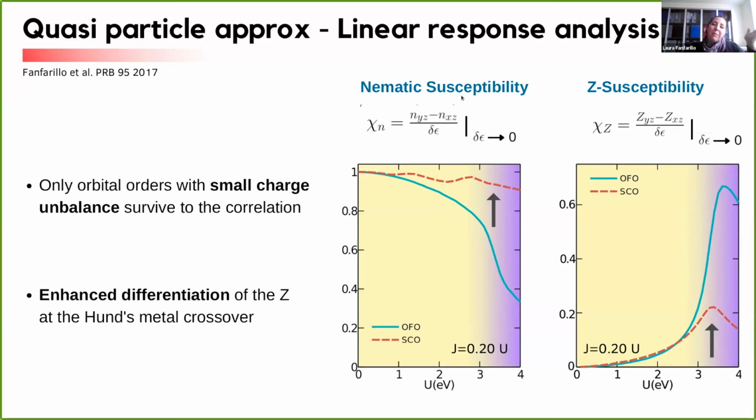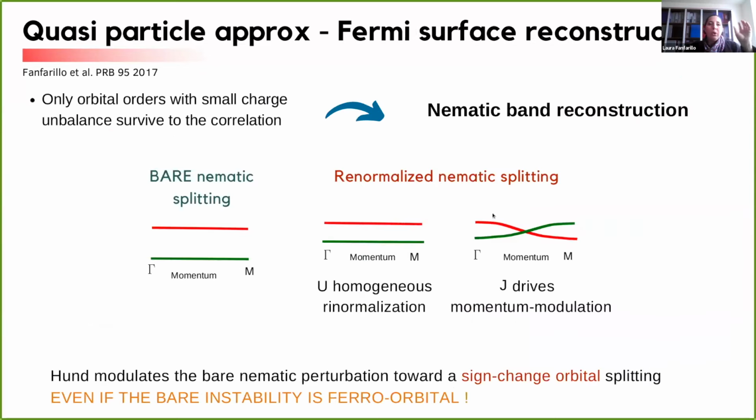Instead, the behavior of the nematic susceptibility itself is a bit different, in the sense that the ferro orbital order is strictly suppressed, while the sign change order is able to survive. So there is not a peak. Hund's is not pushing the system to make the transition. But if there is a factor, for example some spin fluctuation anisotropy that is breaking the symmetry, Hund's is not suppressing this order. And this linear response analysis is also a direct consequence of the nematic band reconstruction.